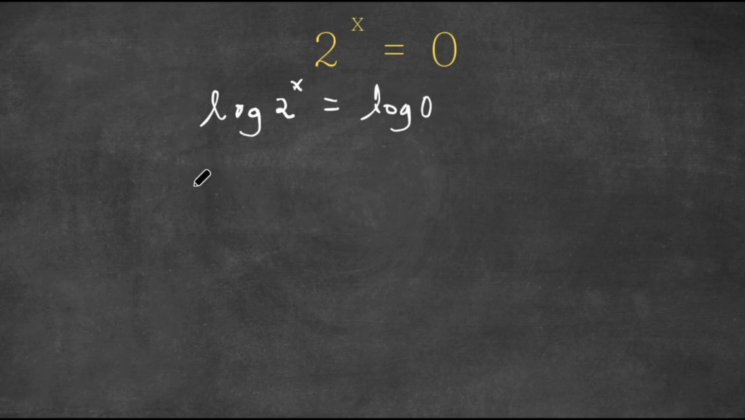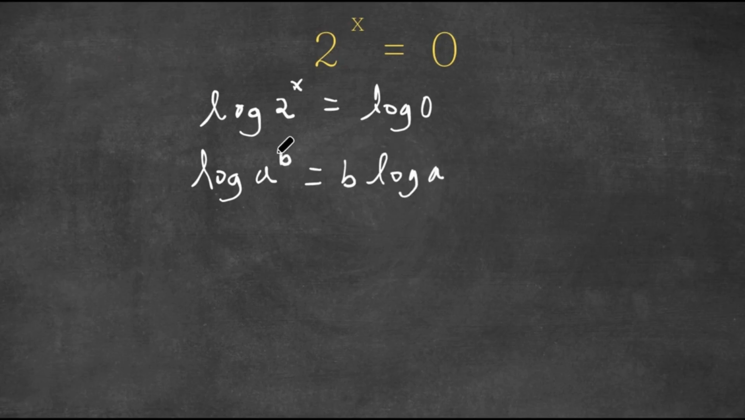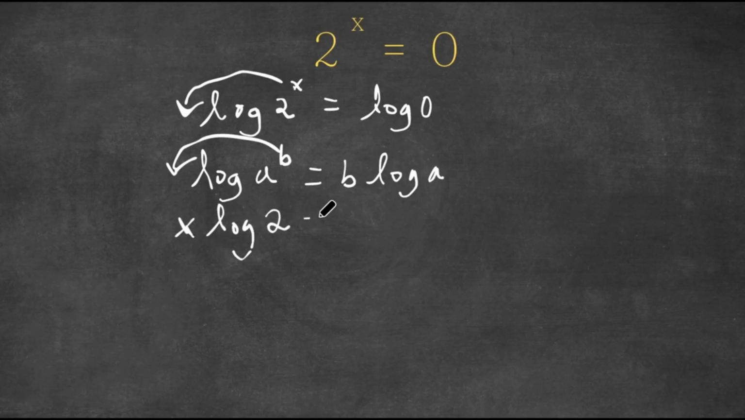Now, if I have something in the form log a to the power of b, this is equal to b times log a, because I can actually move this exponent b to the front of the logarithm. So this is actually an important property of logarithms, and I'm going to use this property on log 2 to the power of x. So I'm going to simply move this x to the front of the logarithm. So now I would have x times log 2 is equal to log 0.